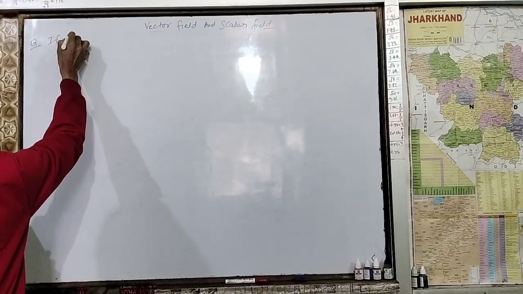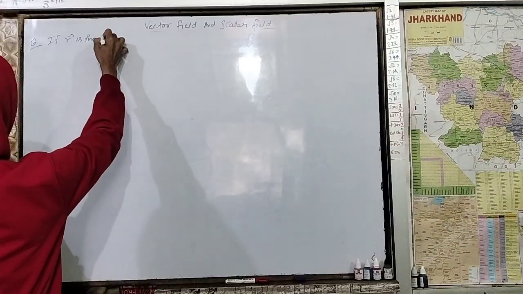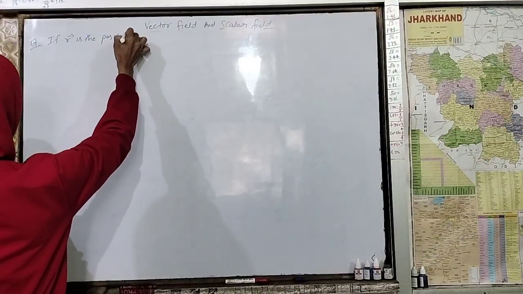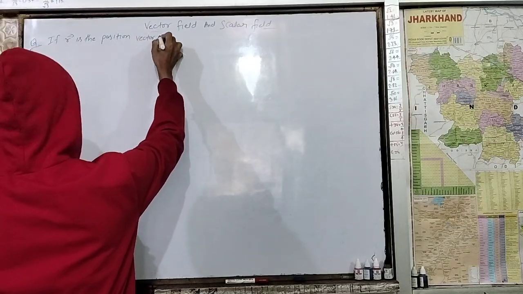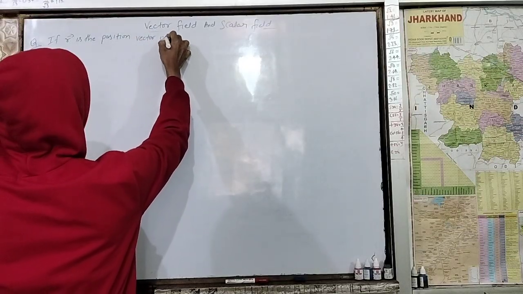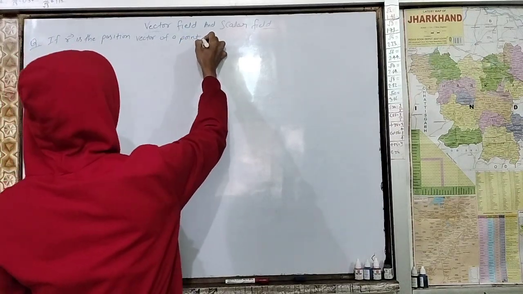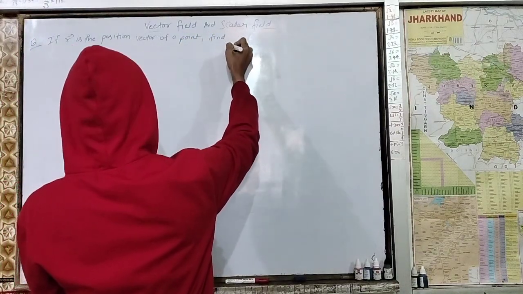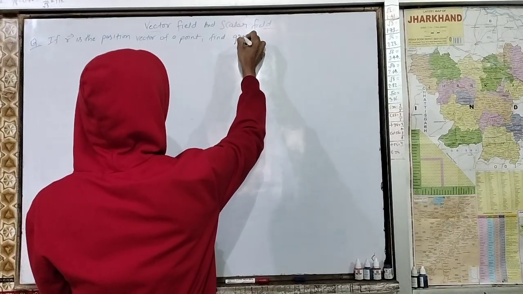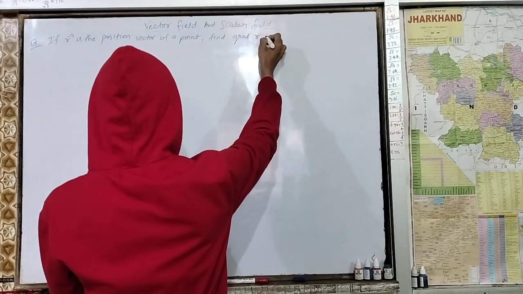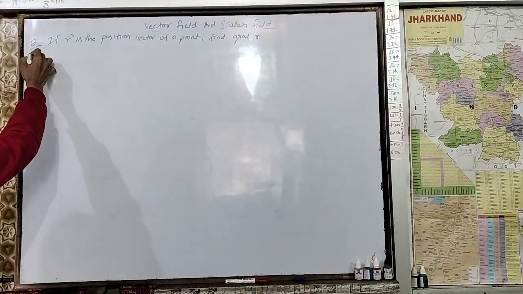If R vector is the position vector of a point, find the grad dot R. Grad dot R. This is the question.